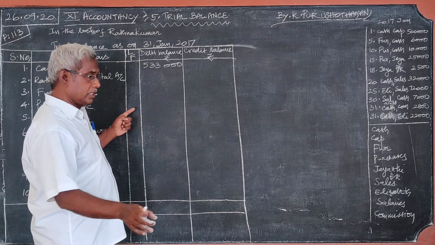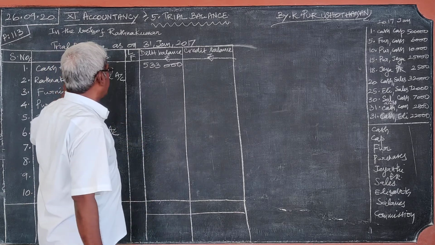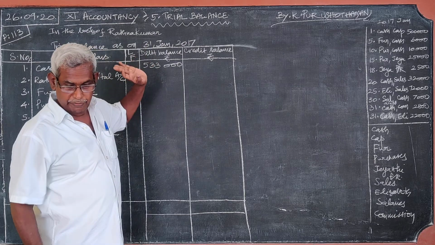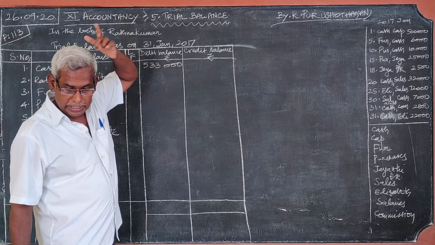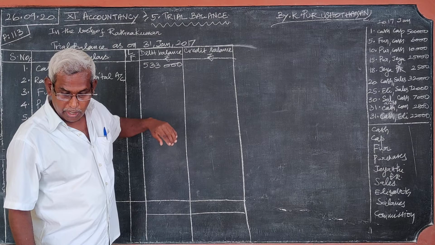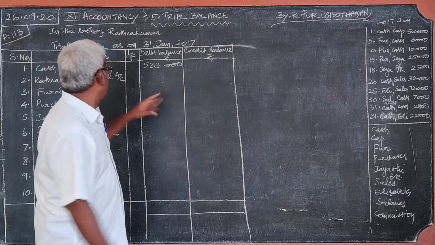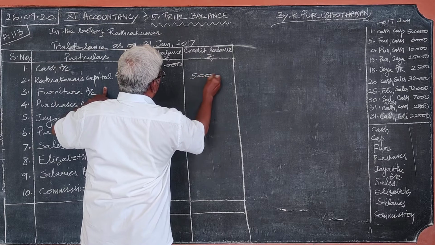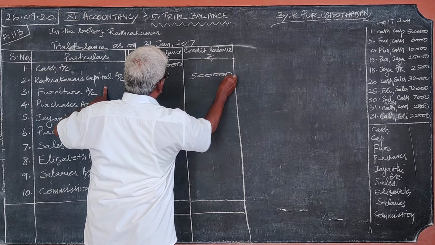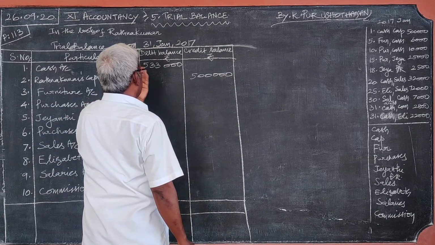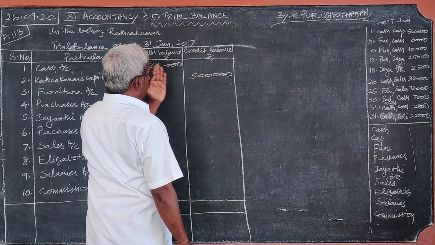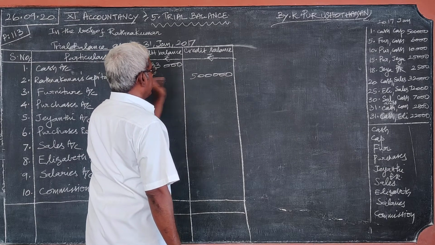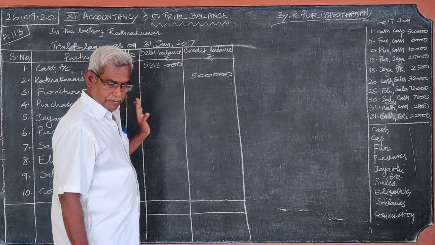Where is the balance brought down? For cash account, it is on the debit, so it is written there. Ratnakumar's capital account has the brought down on the credit side, therefore you write the amount on the credit. You understand how we should write the amount? If the brought down is on the debit, the amount is written on the debit. If the brought down is on the credit, the amount is written on the credit. That's all, very simple thing.